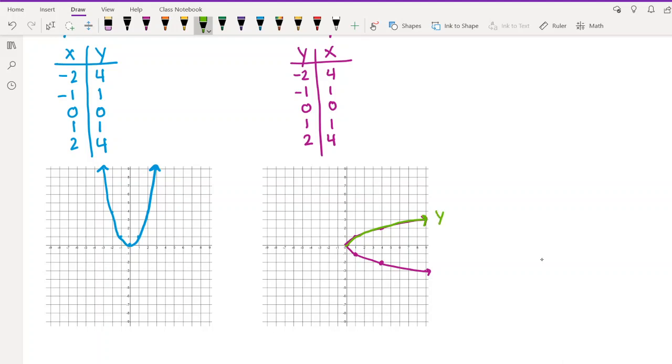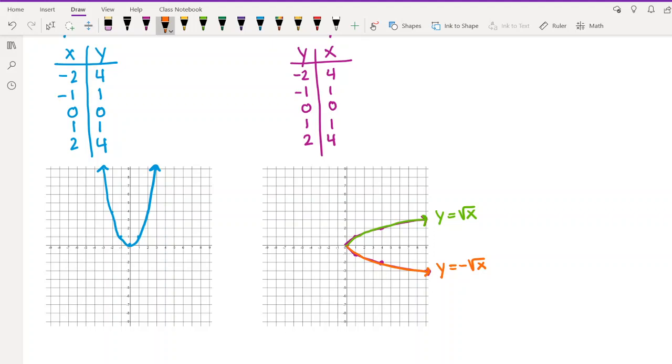So this green part would be y is equal to square root of x. And then if I did y is equal to negative square root of x, that would give me the bottom part. So those are functions, right? You could say f of x is equal to square root of x, f of x is equal to negative square root of x.